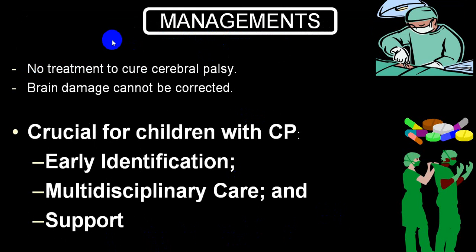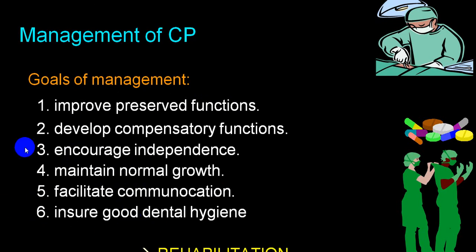As far as management is concerned, we know that it is not curable, so no treatment to cure the cerebral palsy. Brain damage cannot be corrected, but you can reduce the morbidity by early identification and multidisciplinary care, which will include multiple components. We'll be mentioning those, like improvement in preserved function. You can increase the development of compensatory functions, encourage the independence, maintain normal growth, facilitate the communication, and ensure good dental hygiene, etc., and rehabilitation. These are the main goals.